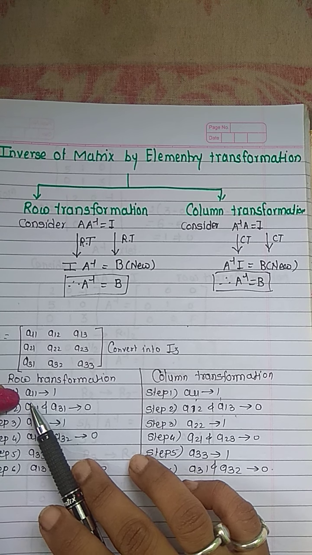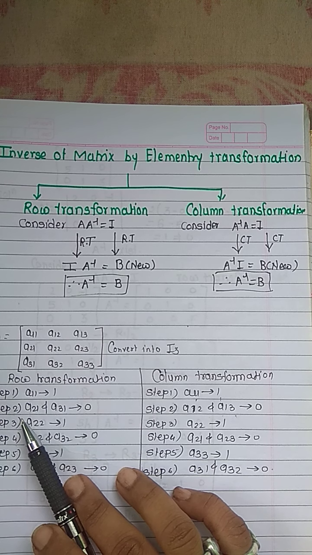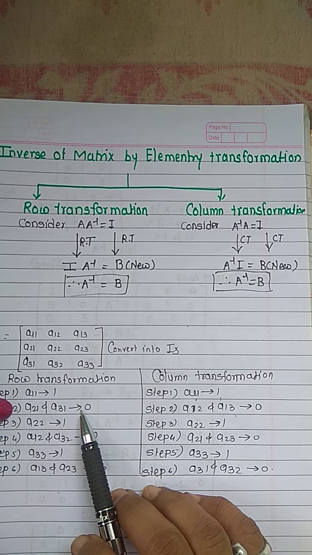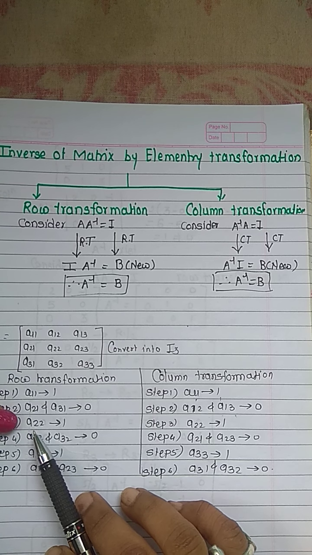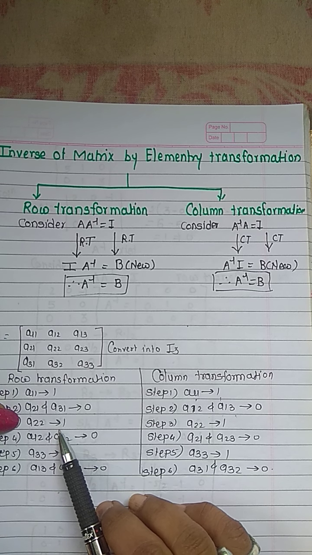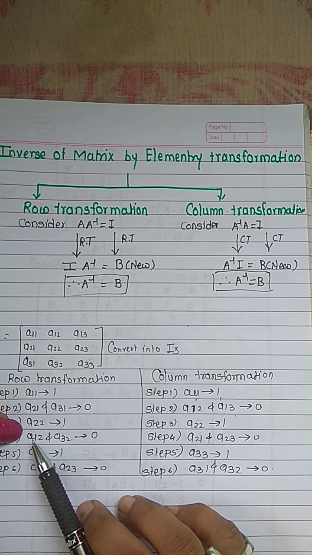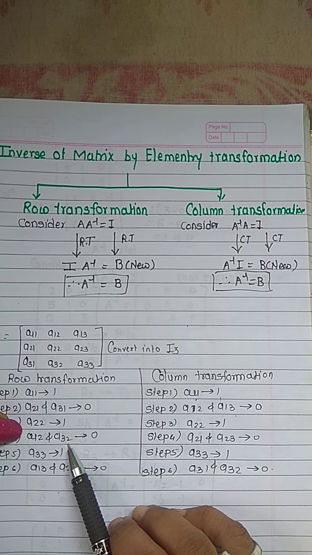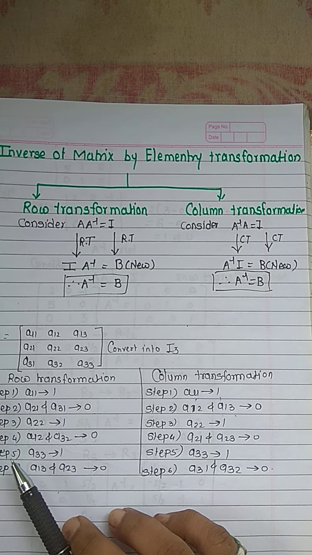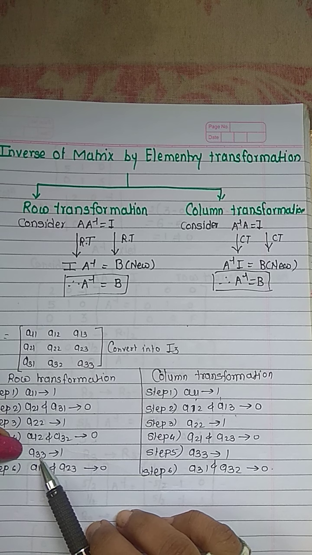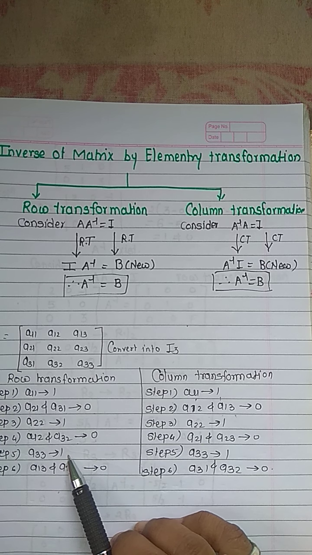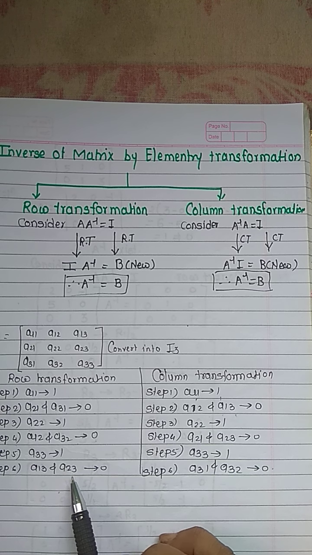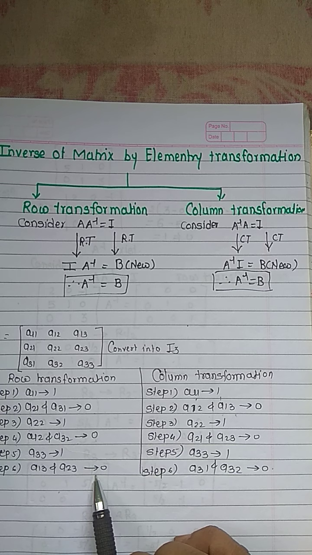First step is to reduce the A11 position element to 1. Second step, reduce the A21 and A31 position elements to 0. Third step, reduce the A22 position element to 1. Fourth step, reduce the A12 and A32 position elements to 0. Fifth step, reduce the A33 position element to 1, and the last, sixth step, reduce the A13 and A23 position elements to 0.